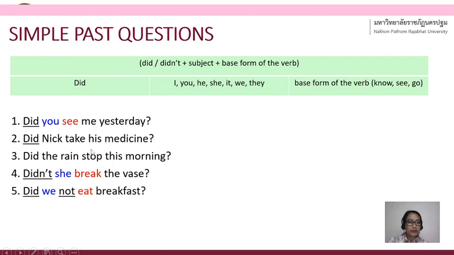Number 4 example: Didn't she break the vase? Didn't is the negative simple past question plus the subject she plus the base form of the verb break. Number 5 example: Did we not eat breakfast? Did plus we, which is the subject, plus not. Eat is the base form of the verb used in the negative sentence.